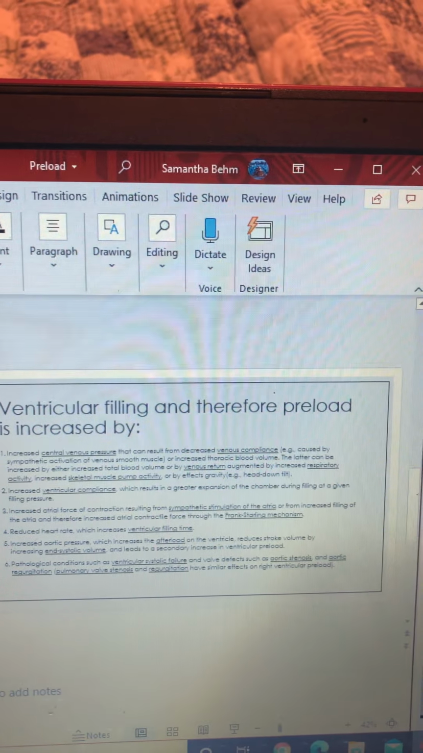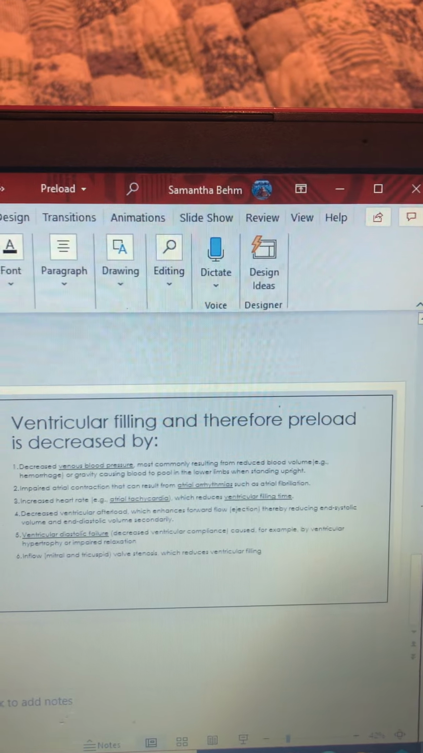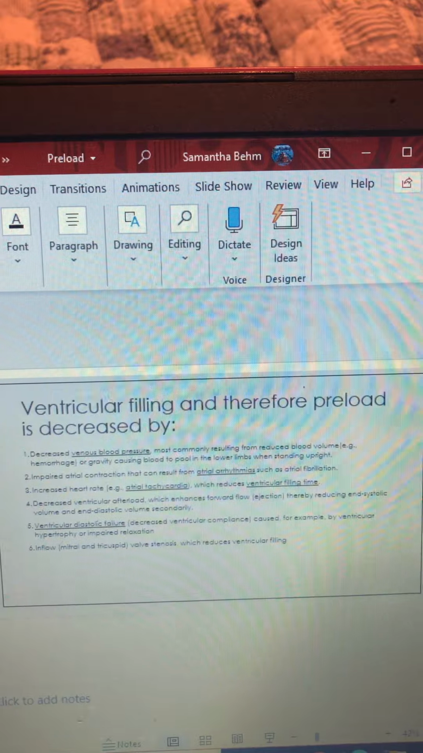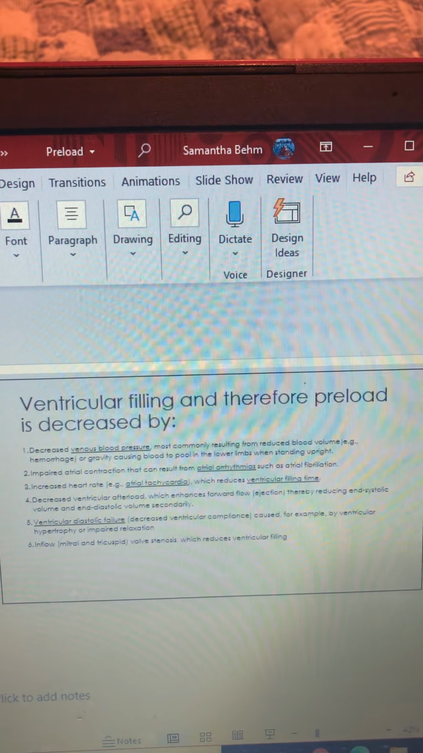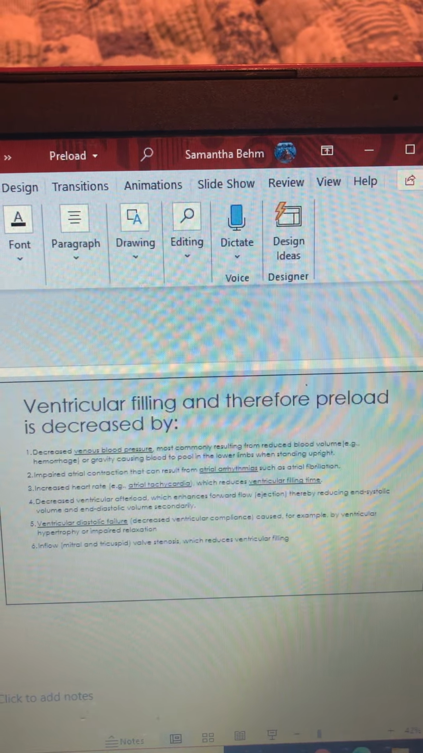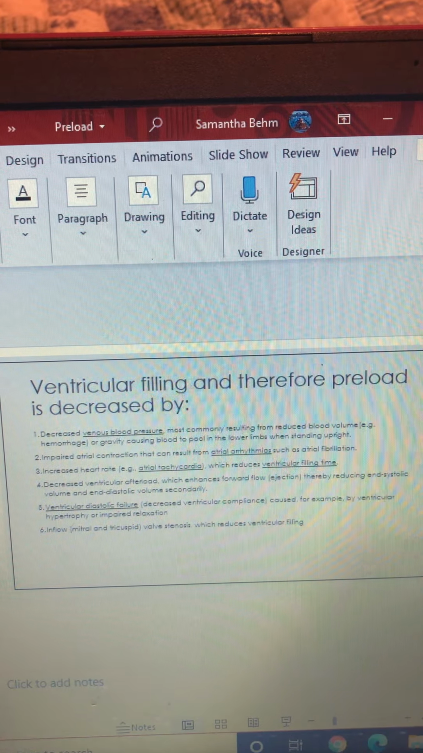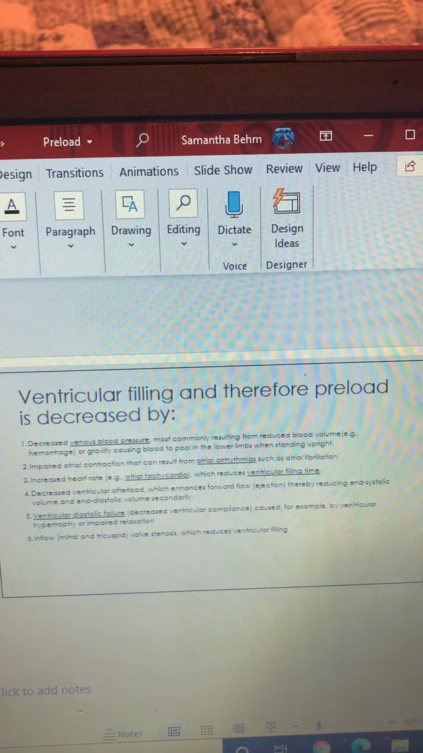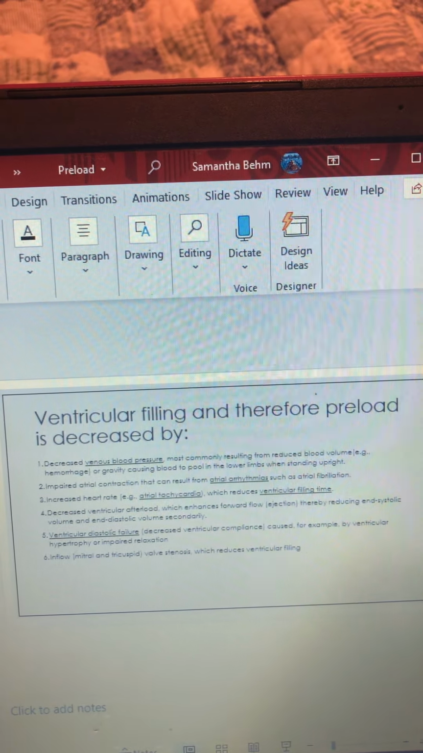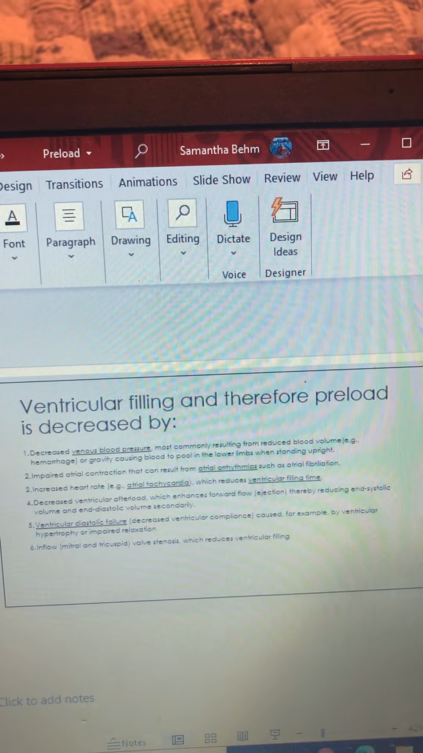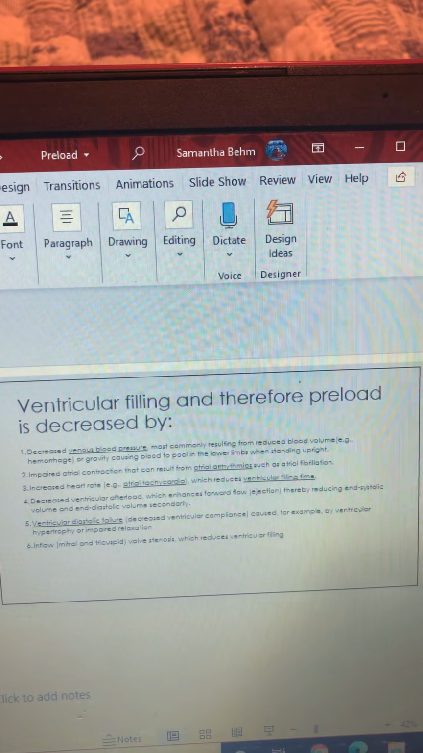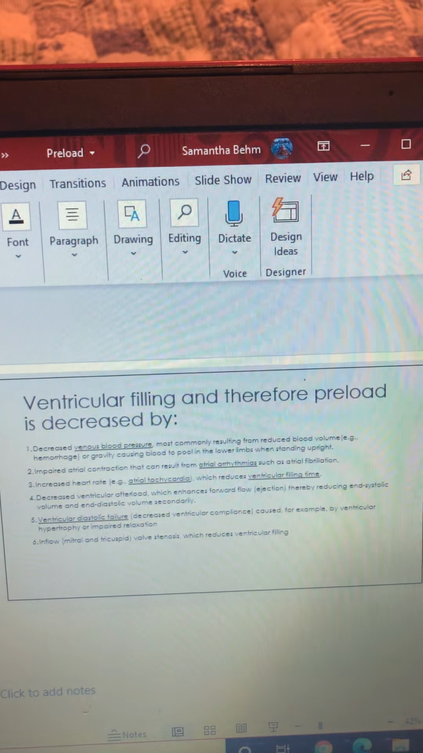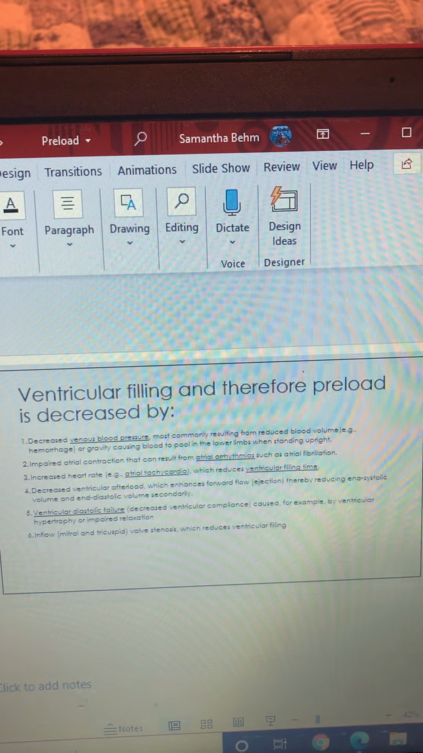So what can decrease that preload? Things that can decrease that preload include a decreased venous blood pressure, and that's most likely going to come from a reduced blood volume, like a hemorrhage, or gravity that's going to cause blood to pool in the lower limbs when standing upright, so like in your legs. That can also be caused by impaired atrial contraction that can result from atrial arrhythmia, such as atrial fibrillation, so that's going to also decrease your preload.